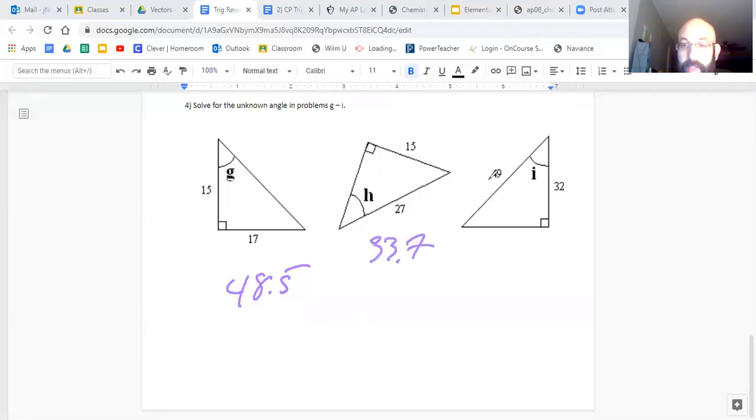And this one is the hypotenuse and the adjacent, that's inverse cosine. All right, and that's going to be 32 divided by 49, and that's 49.2.